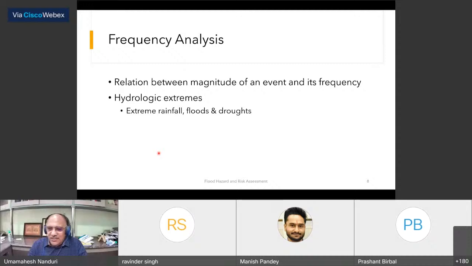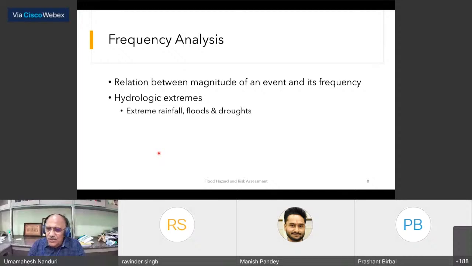So frequency analysis is a process. I think many of you would have done this course in your BTech or MTech, where you talk about statistical methods for hydrological analysis, and there you would have studied frequency analysis. Here you try to find a relation between the magnitude of an event and its frequency. In this case, we are talking about the magnitude of flood events, and the magnitude of flood here we talk about in terms of discharge. So what is the discharge and the corresponding frequency, how frequently it occurs.